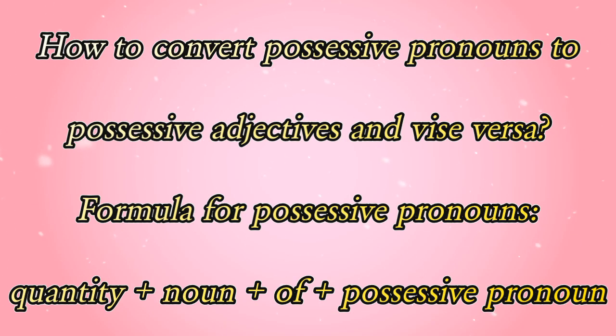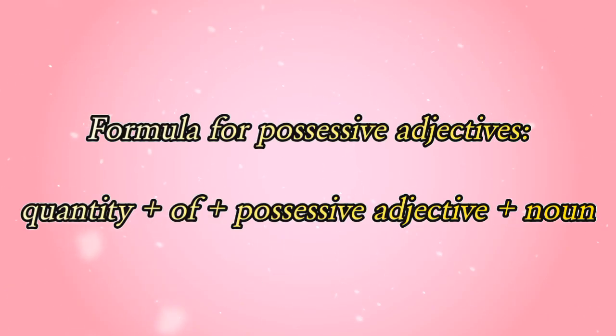How to convert possessive pronouns to possessive adjectives and vice versa? The formula for possessive pronouns is quantity plus noun plus of and then possessive pronoun. The formula for possessive adjectives: quantity plus of plus possessive adjective and then noun.